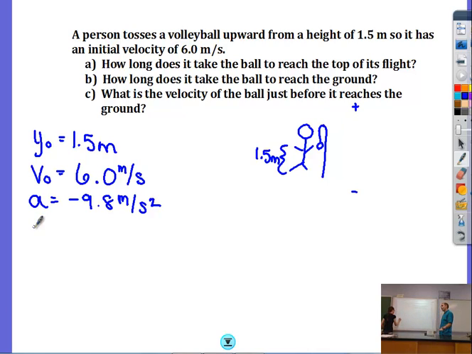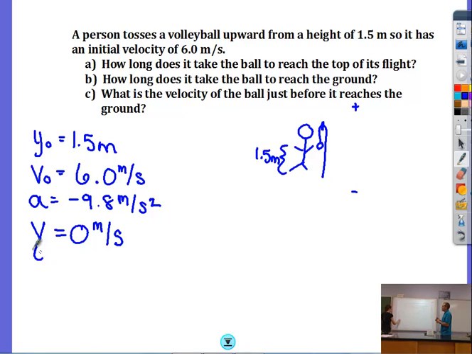Happily, we are concerned with that instant at the top. So we actually know its final velocity is 0. Now, you've got to be clear on this. This is not the final velocity when it smashes into the ground. This is the final velocity at the top of the flight, because it's not going up anymore. It hasn't started to fall back down. Its instantaneous velocity at the top is 0.